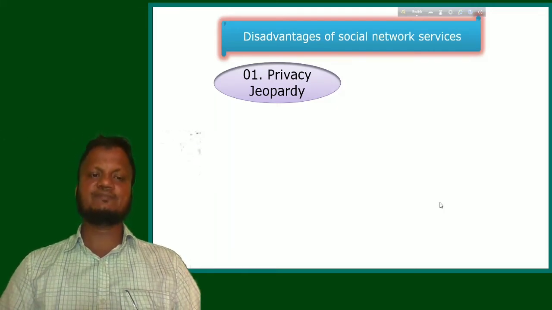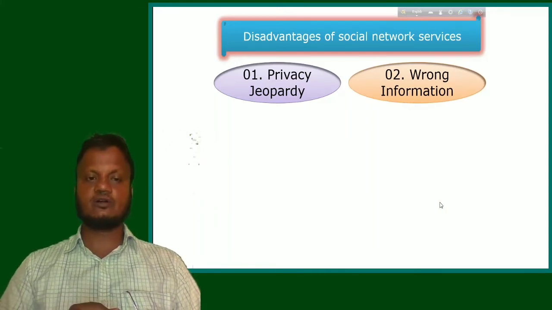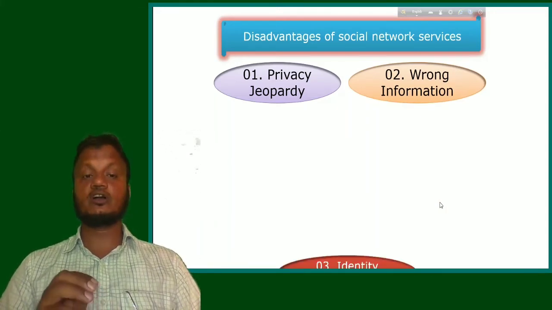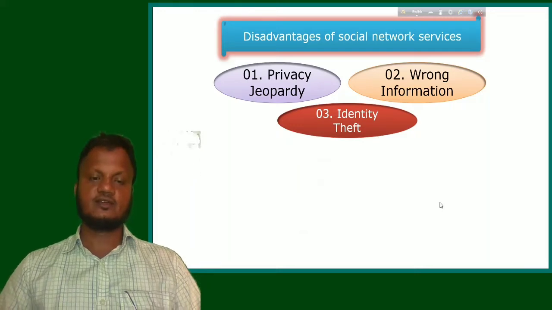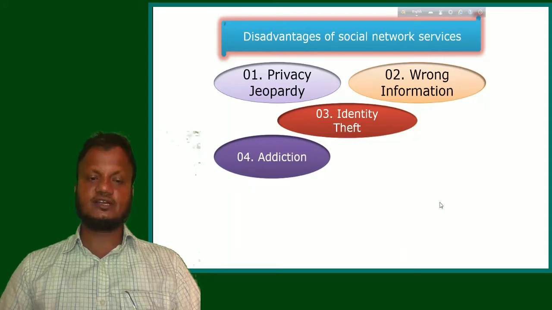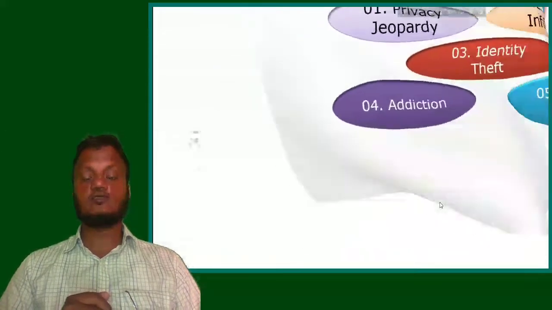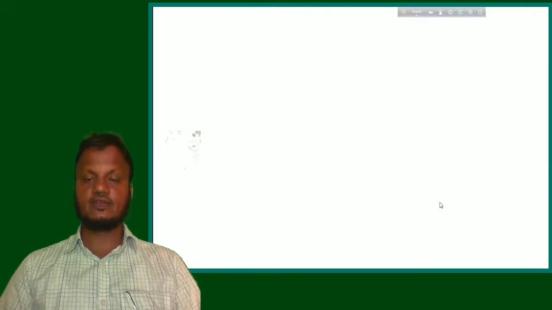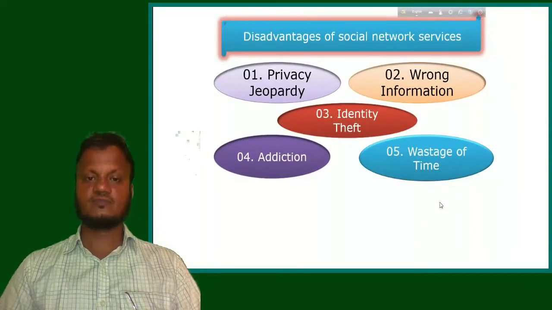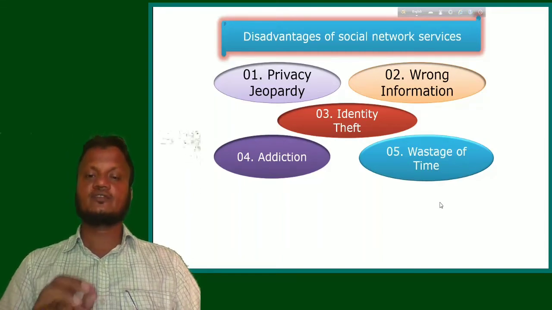Number one, privacy jeopardy. Another is wrong information. Okay, and another is identity theft, and another is addiction, and another is wastage of time. Okay, these are the disadvantages of social networking services.